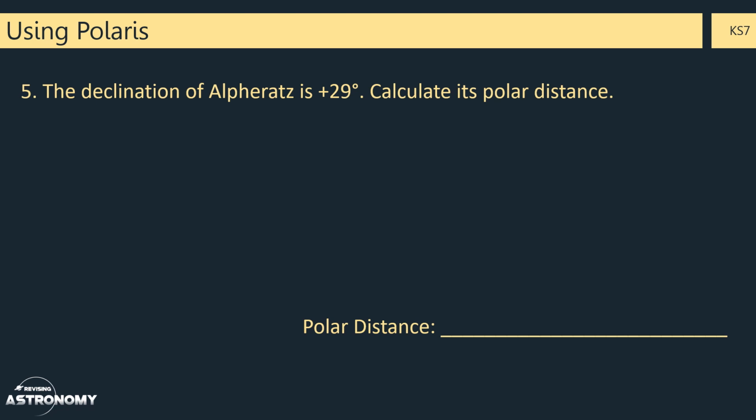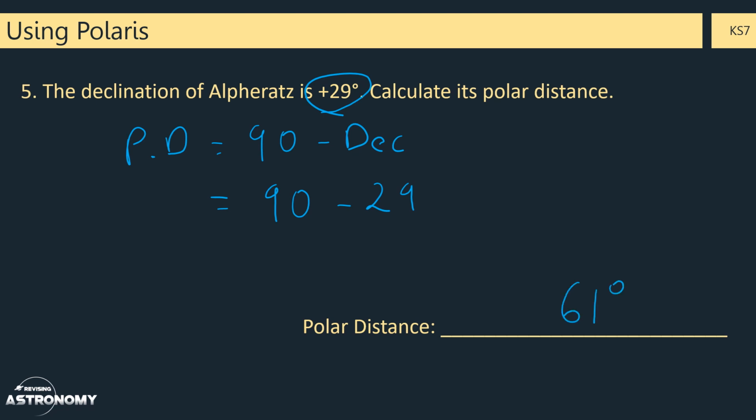Okay, the declination of Alpheratz is plus 29 degrees. Calculate its polar distance. So this is where we're going to use the equation that polar distance equals 90 minus the declination, which we can see is 29. So therefore the polar distance is 61 degrees. So that's the distance between the star and Polaris.